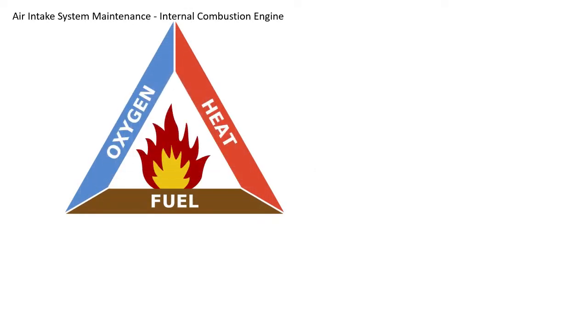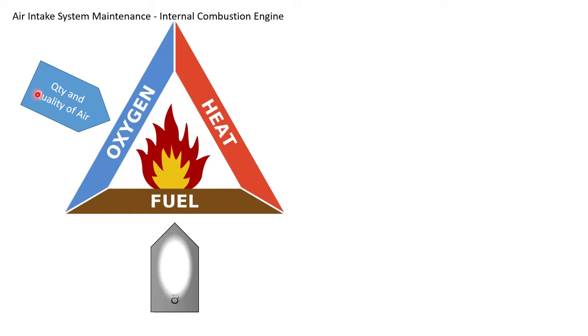Observe this triangle. As discussed, three elements are required to produce power inside the engine. Number one is oxygen. Number two is fuel. Oxygen is available in the atmosphere. Fuel is in the form of petrol or diesel. Then the heat, which is generated in the compression process. In any engine, efficient combustion is possible with the appropriate quantity and quality of air and the appropriate quantity and quality of the fuel.